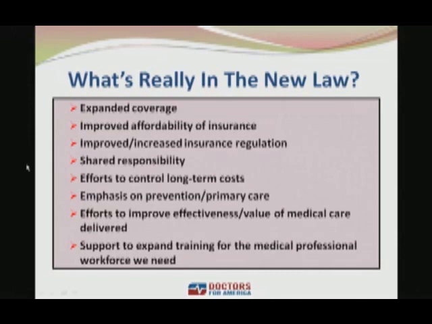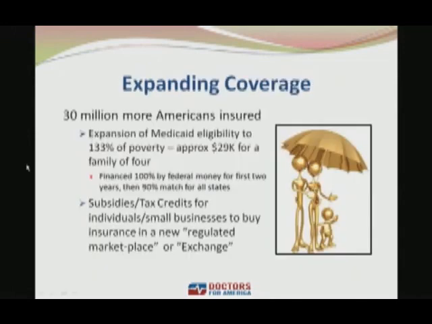It's projected that the new law will result in over 30 million more Americans with health insurance coverage. Medicaid, the federal program that acts as a safety net for many low-income Americans, will be expanded to 133% of the poverty level, which is about an annual income of $26,000 for a family of 4. That will be financed primarily through the federal government.